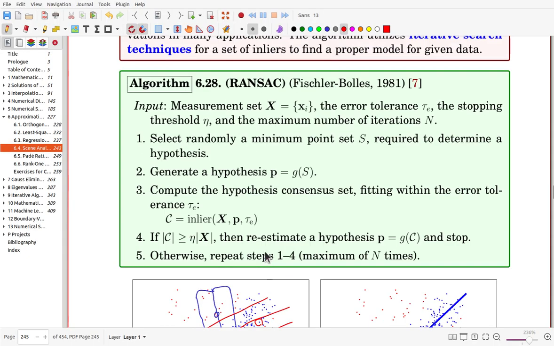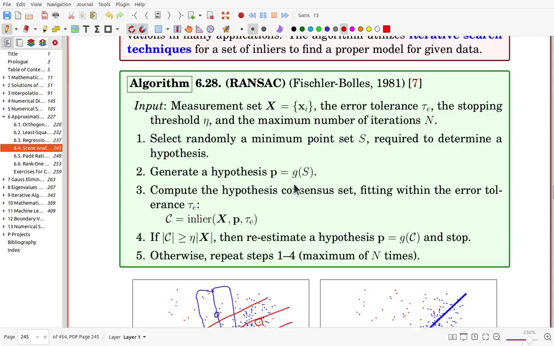Now let's go back to the algorithm. In step one, select randomly a minimum point set as required to determine a hypothesis. You may think of the hypothesis as a model. So to determine the model, you have to select randomly a minimum point set. If your model is a line, then you choose only 2 points. That minimum set is 2 points, and you can generate a hypothesis.